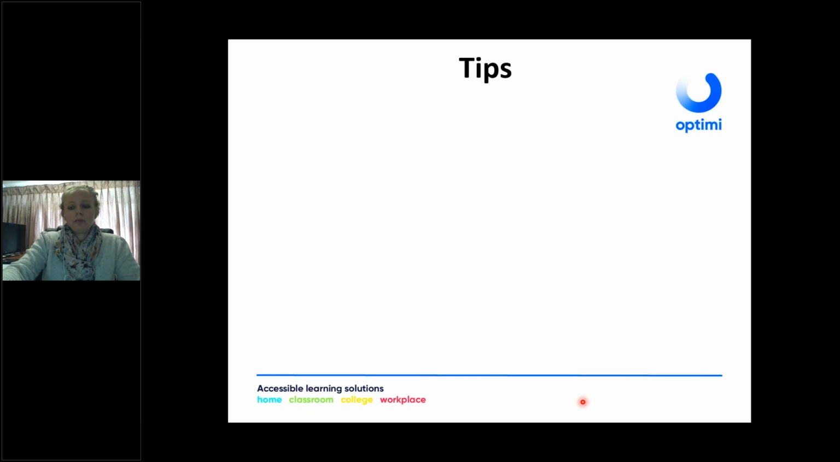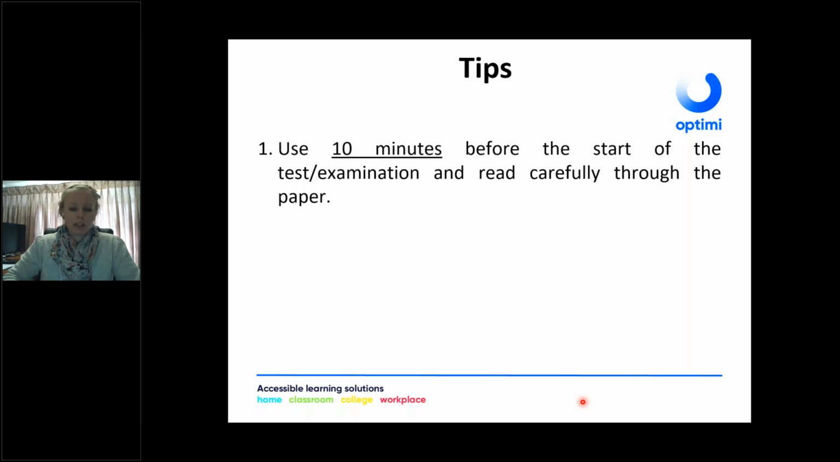Good. So let's just cover a few examination tips. Use 10 minutes before the start of any test or examination and read carefully through the paper. This is not for you to go through the paper and read every question. This is just to familiarize yourself with your question paper and to see, if it says on the cover page that this examination has 10 pages, then you actually go and count the pages to make sure that all the questions are in your examination booklet, so that you don't miss any questions.